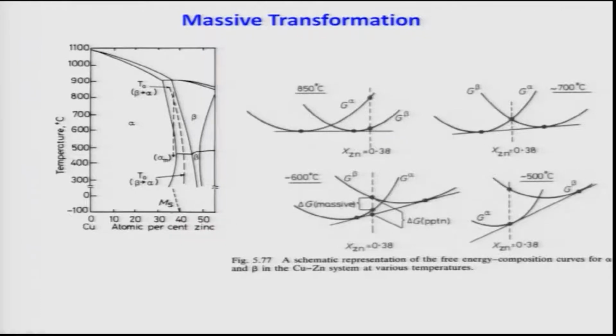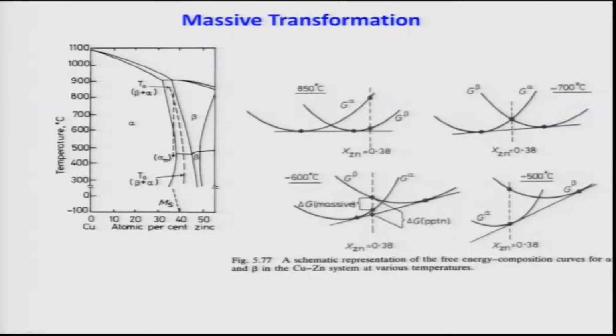That means, if we quench this alloy from 850 degrees Celsius to 400, this will lead to a massive alpha formation. But if it is rapidly quenched, meaning a very fast quench from 850 to minus 100, or actually below 0 degrees Celsius, then only martensite will form. So martensites are also observed in these alloys. Therefore, we need to be very careful in studying the massive transformation of these alloys.